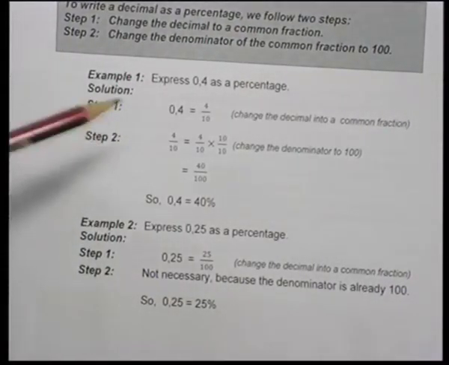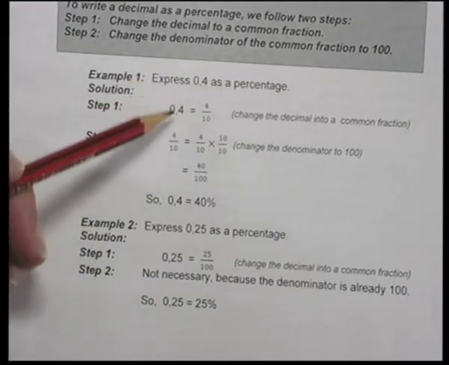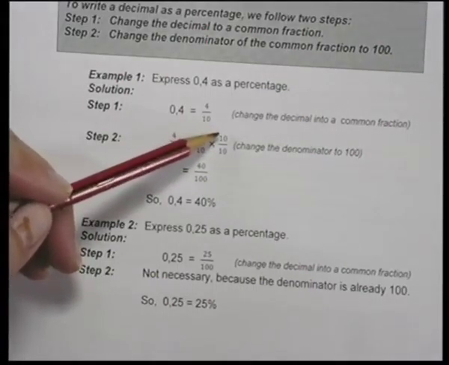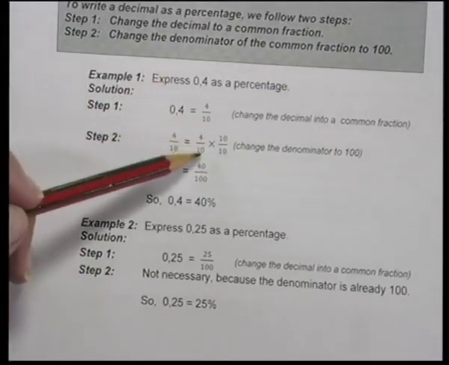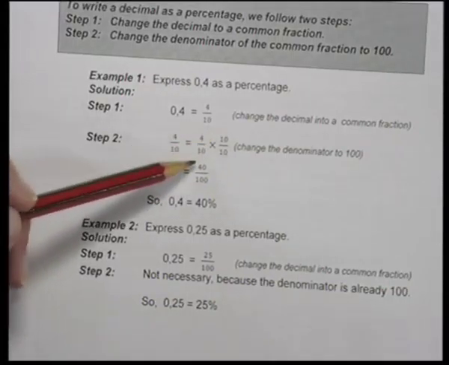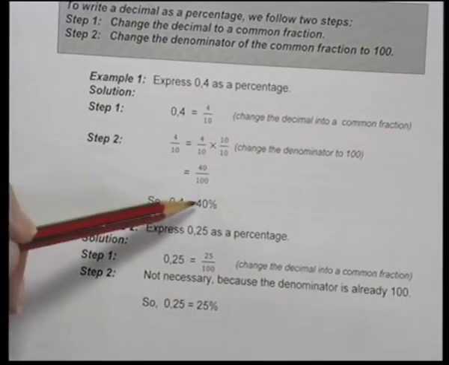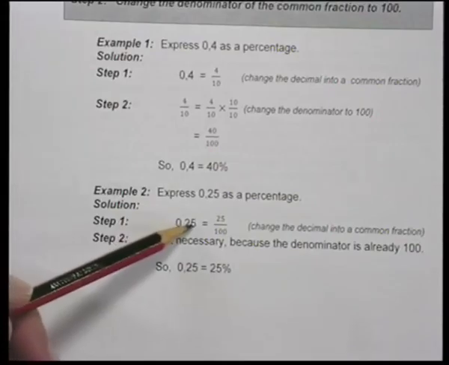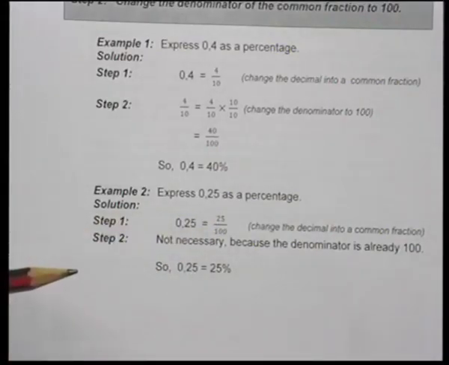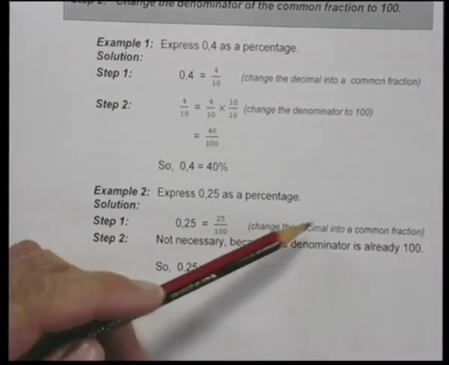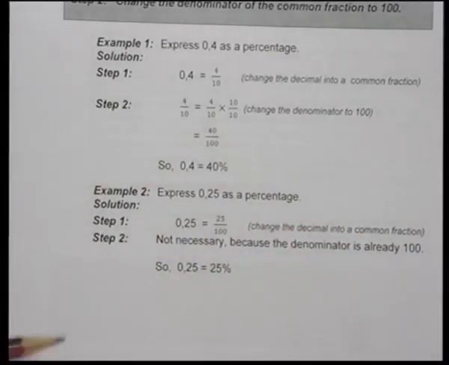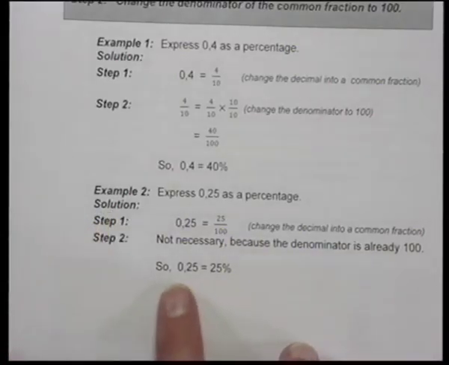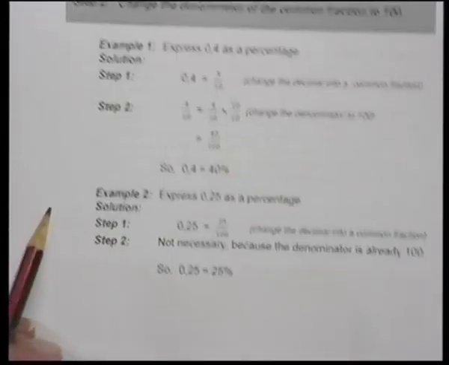If we look at this example, 0.4 as a percentage, 0.4 is 4 out of 10. We know that. 4 tenths times 10 over 10. So it is 10 times 10, which is 100, and 4 times 10 is 40. 0.4 is 40%. And the same here, 0.25 is 25 out of 100. So we make the decimal a common fraction. And because the denominator is already 100, we don't have to do a lot of other workings. So 0.25 is 25%.